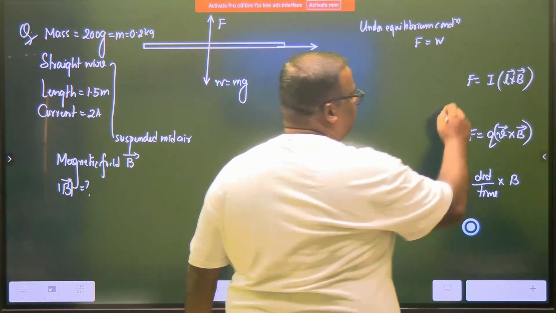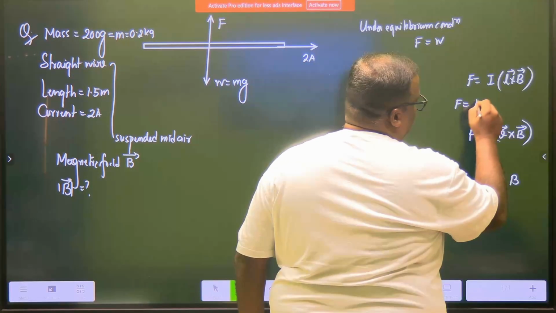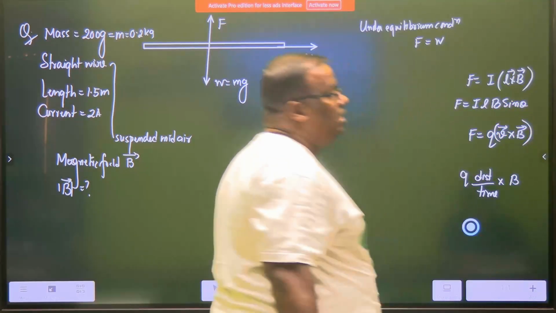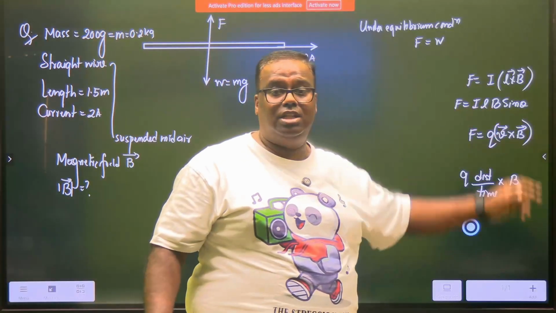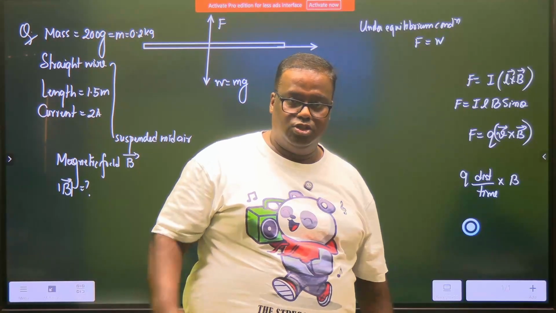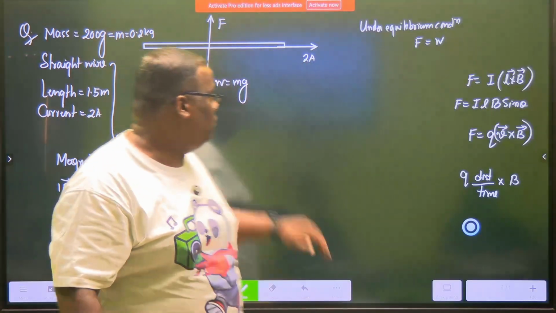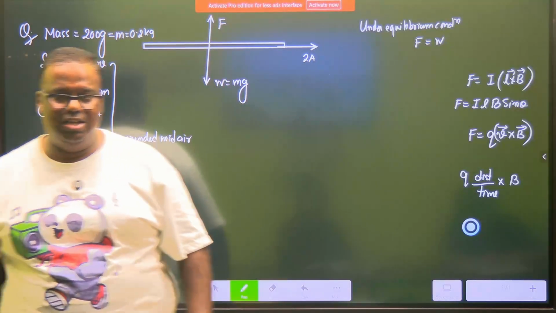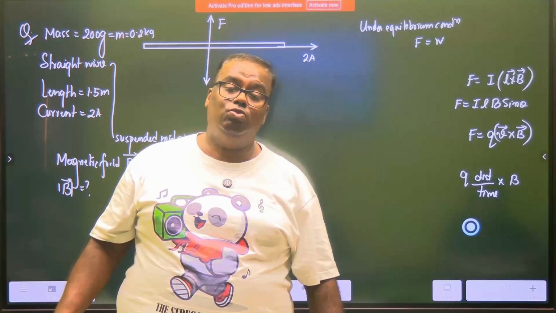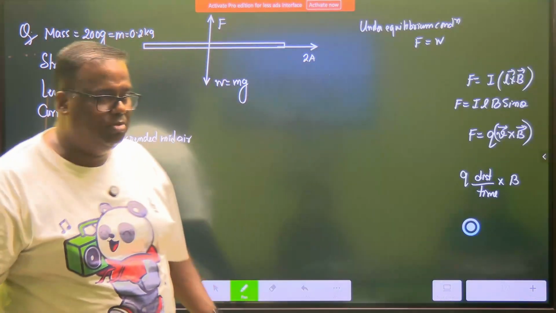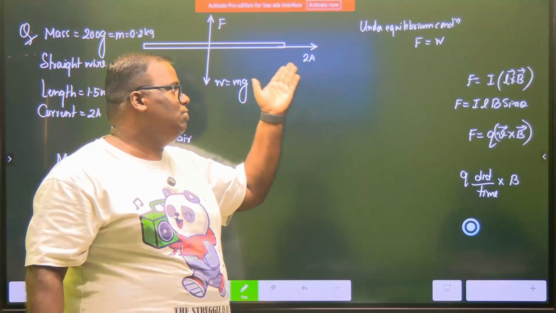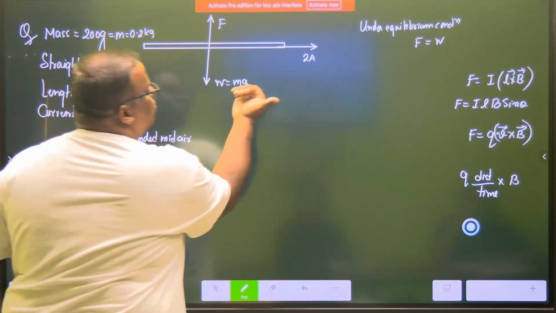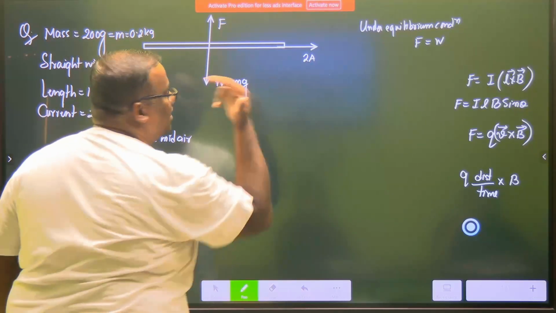So the magnitude of the force will be given as what, beta? The magnitude will be ILB sin theta, where theta is the angle between the length vector and the B vector. So question arises, length vector is on which side? This side. Which side is the B vector? So to find out the B vector, one of the easy ways is to use the right hand thumb rule. So the B vector is actually coming out this side tangentially.